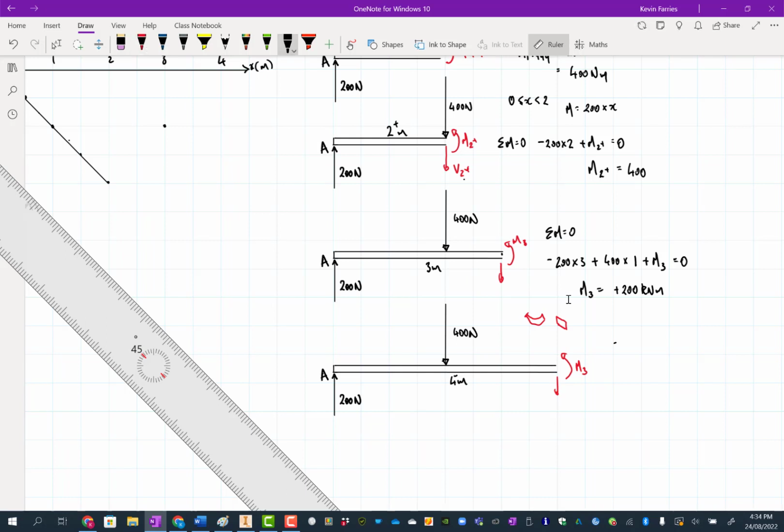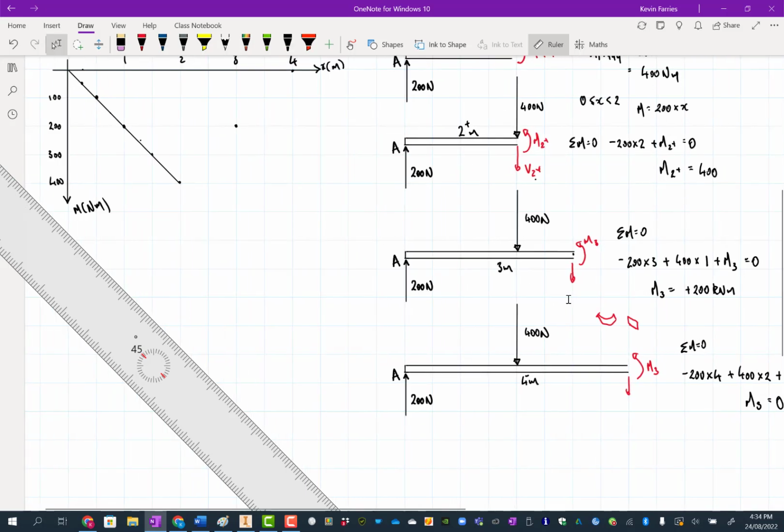So then just do the same thing again. Sum of the moments is 0, so we're going to get minus 200 times 4 plus 400 times 2 plus M3 is equal to 0. So therefore M3, that's minus 800 plus 800, so M3 is equal to 0 kilonewton meters. So that's that point here.